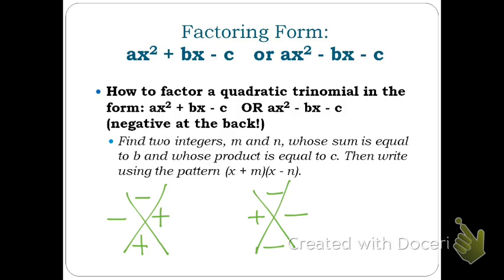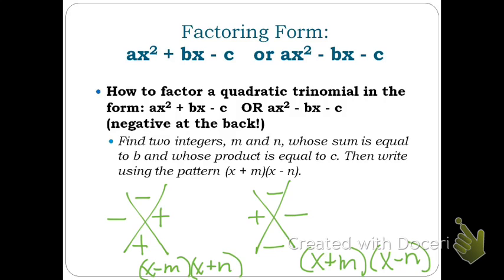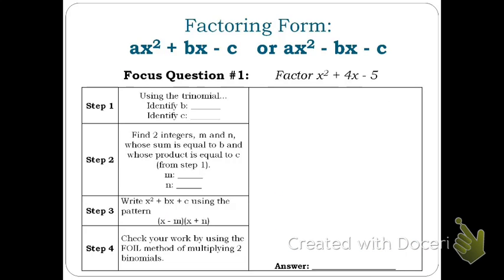So even though the form says x plus m and x minus n, your forms are really going to look like this. You're going to have x minus m and x plus n, or you're going to have x plus m times x minus n. So let me demonstrate a few.